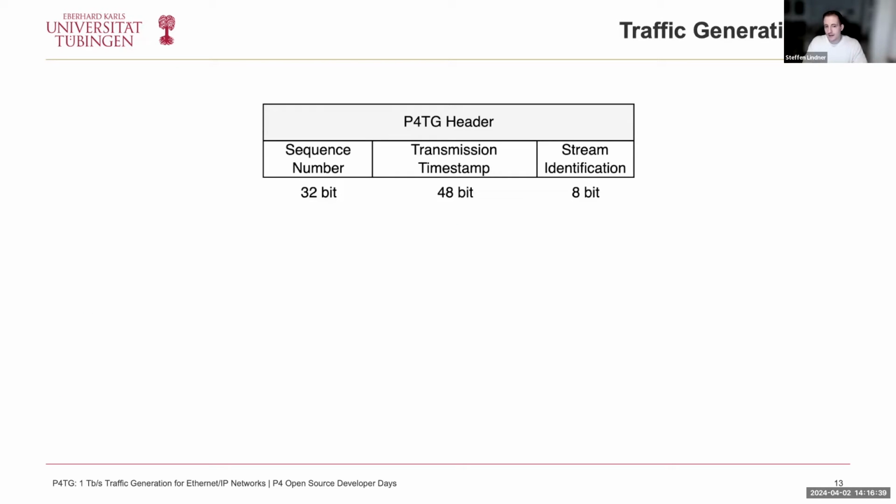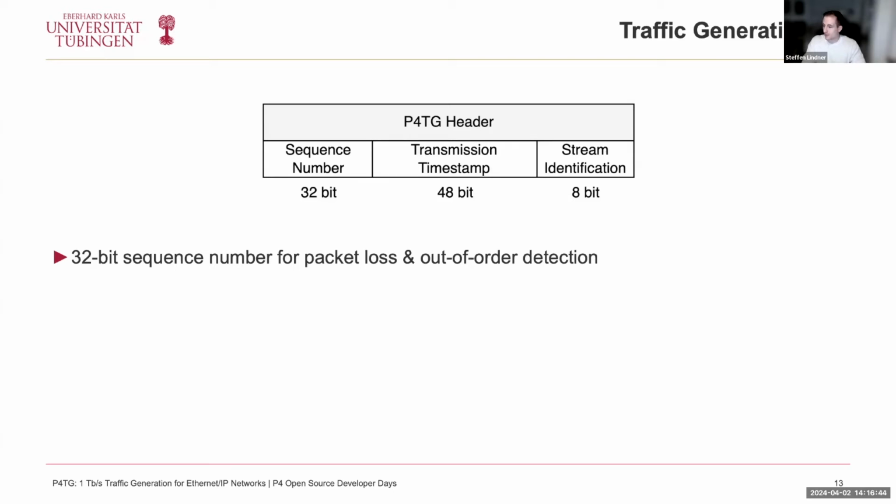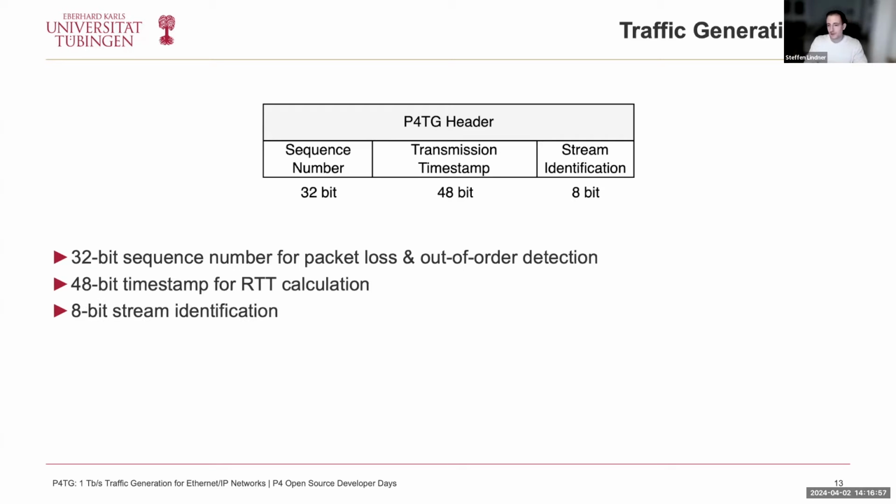The P4TG header contains a 32-bit sequence number for packet loss and out-of-order detection, as well as a 48-bit timestamp that we use for the RTT calculation. So we tag the packet when we send it out, and when we receive the packet back, we can calculate the round trip time. And we also have an 8-bit stream identification field to identify the different streams that we have defined within P4TG.